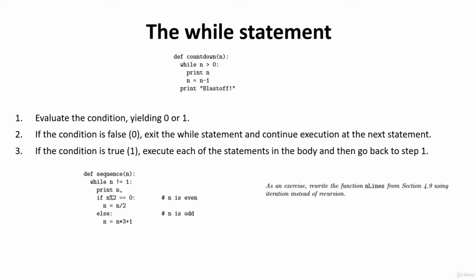An endless source of amusement for computer scientists is the observation that the directions on shampoo, lather, rinse, repeat, are an infinite loop. In the case of countdown, we can prove that the loop terminates because we know that the value of n is finite, and we can see that the value of n gets smaller each time through the loop. So eventually we have to get to zero. In other cases, it is not so easy to tell. And here is an example.